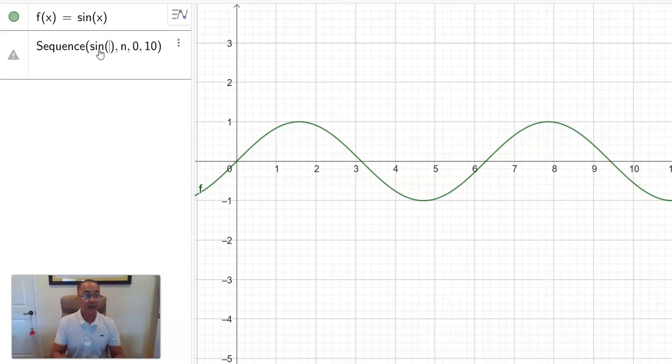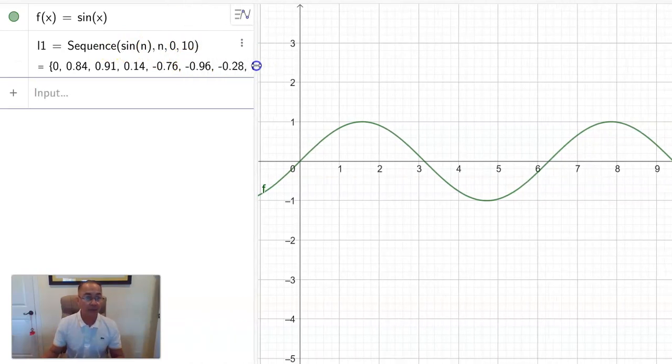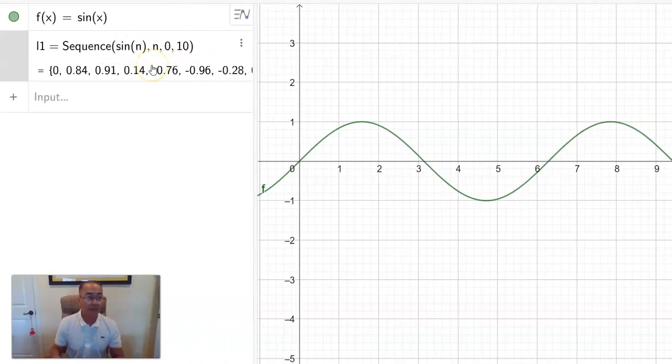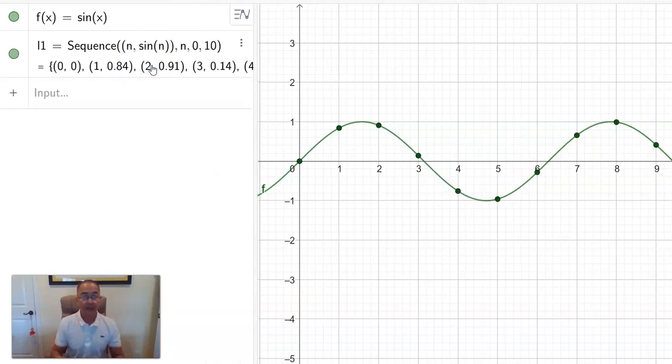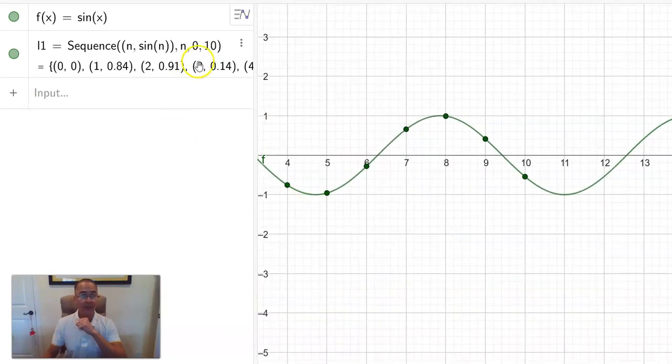Let's delete sine of n. Okay, so there's our sequence, but I want points. So let us plot the point (n, sine of n). There they are. Okay, so sine 0 is 0, sine 1, 2, 3 are positive, sine 4 is negative, negative, negative, negative, then positive, positive, positive. So it looks like it's going to go up and down, up and down.